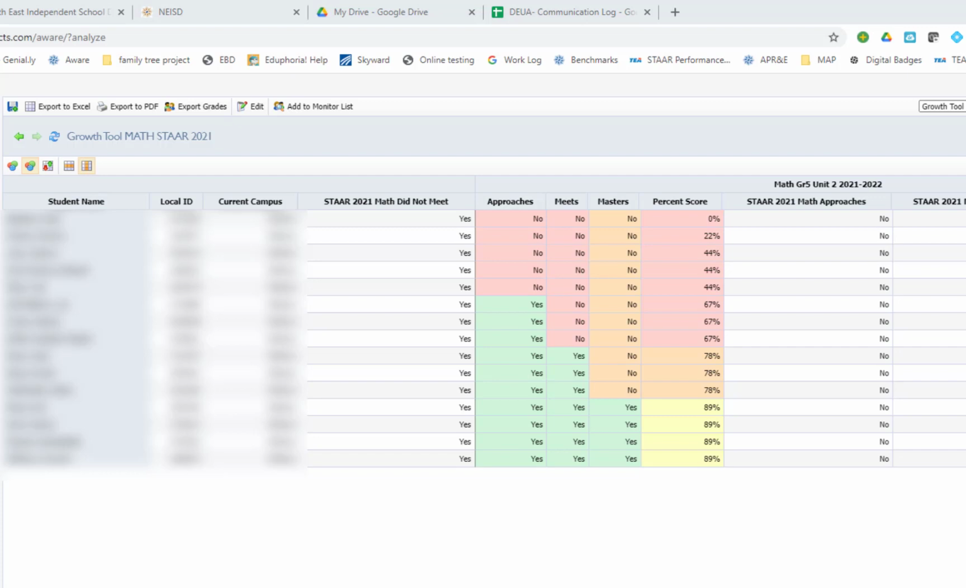So I hope you find this quick view helpful and useful as you are trying to celebrate growth and then dive a little bit more deeply and plan for students who are not performing as well as they did on the STAAR 2021.